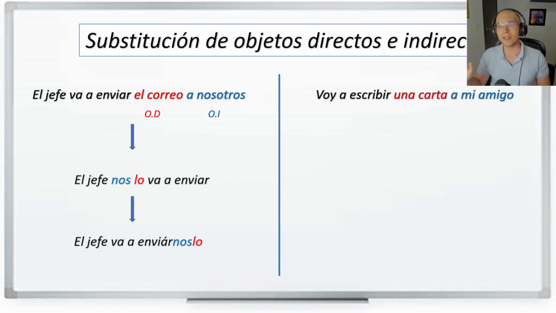Now, let's go with this one. Voy a escribir una carta a mi amigo. I'm going to write a letter to my friend. And we want to say, I'm going to write it for him. Una carta is the direct object and a mi amigo the indirect object. So, a mi amigo. Mi amigo is like him, right? So, we can substitute it for le. Is the indirect object. Le. And una carta is singular and female. So, we say la.